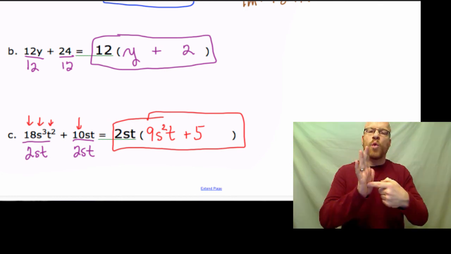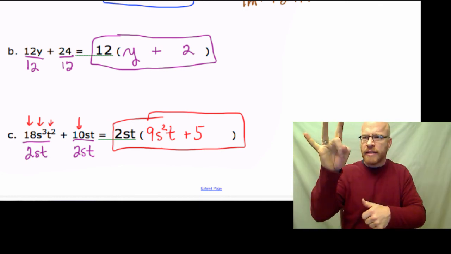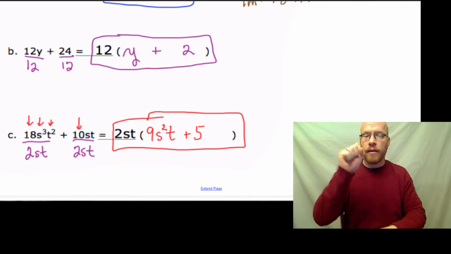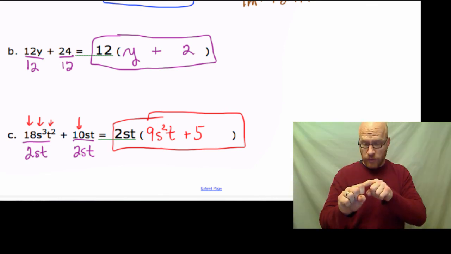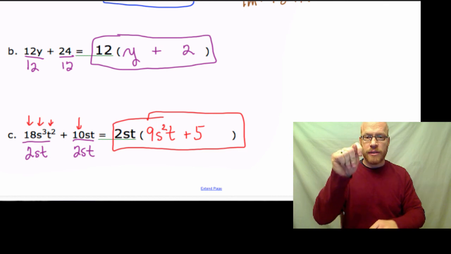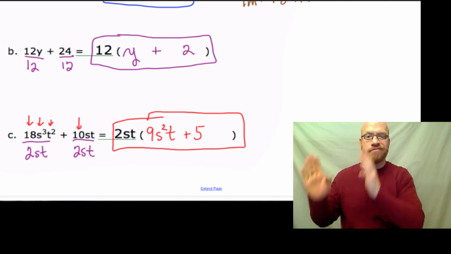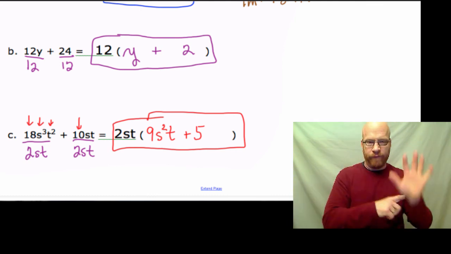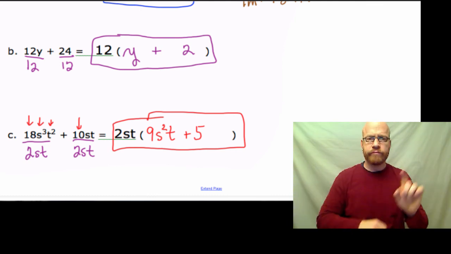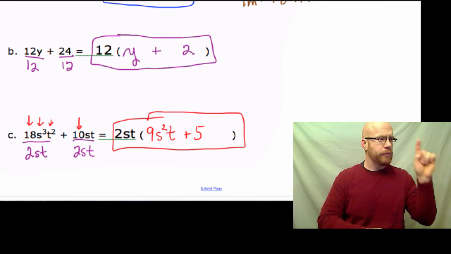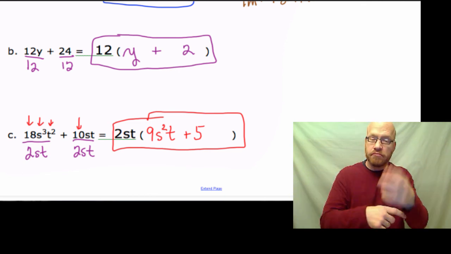Now I want to show you each division step. 18 divided by 2 is 9. s cubed divided by s is s squared. t squared divided by t is t to the first power. And then the second term, 10 divided by 2 is 5. s divided by s is 1. t divided by t is 1. And this is our answer.